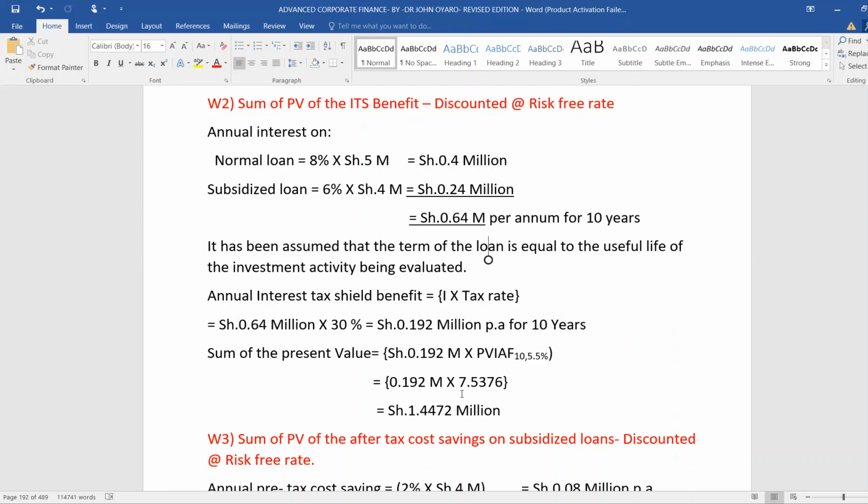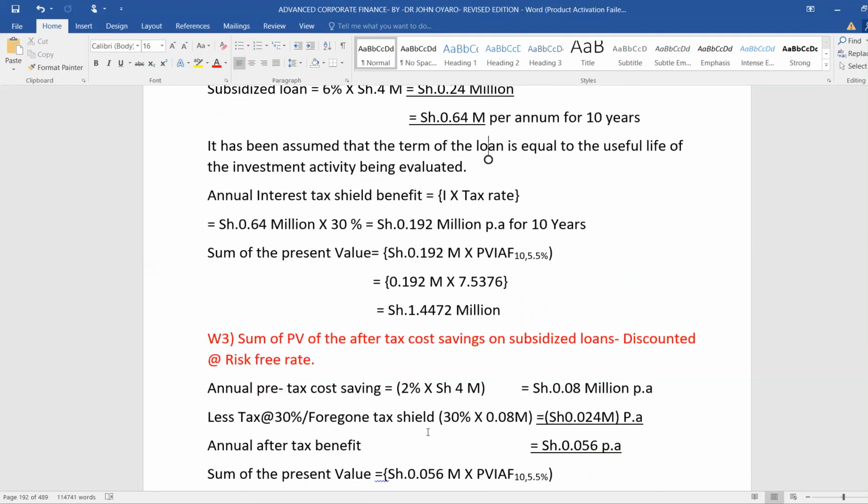So 5.5% under 10 years, or if you use your calculator, I think that factor should be 7.5376. The annuity factor times 0.192 million should be 1.4472 million, the present value of the interest tax shield. Is it 78 or 72? 78. Okay, let me correct it there. That is correct.